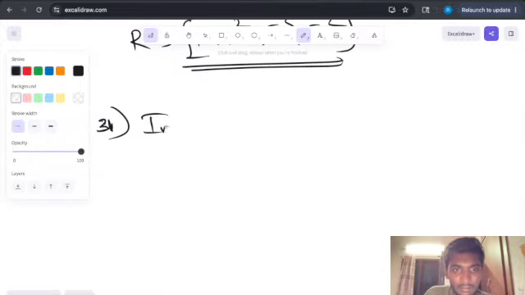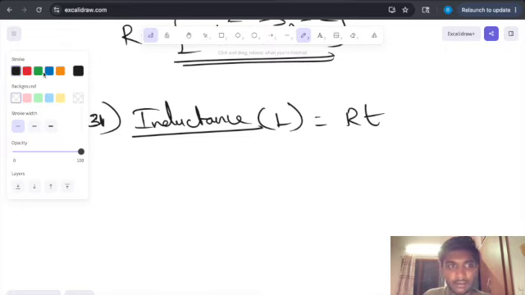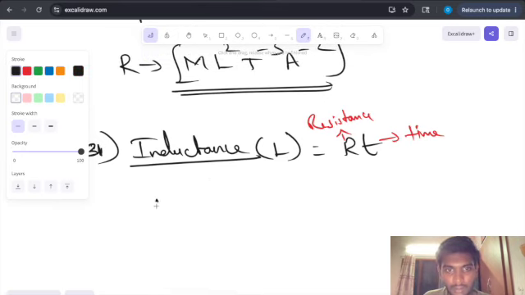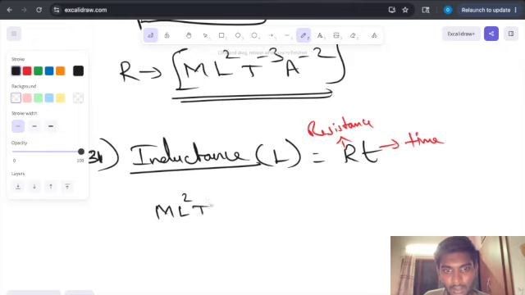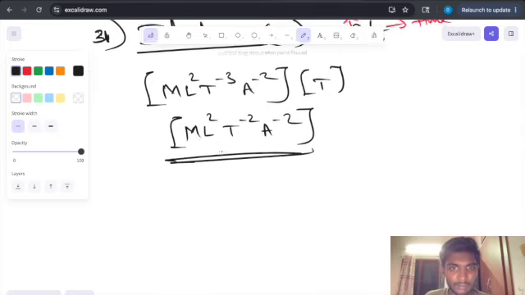Then you have inductance. This is something new to you. This is represented by L, which is equal to RT. So resistance into time. This is resistance, this is time. I know now the dimension of resistance. It is ML squared T power minus 3 A power minus 2, into time, which is T again. So I have ML squared T power minus 2 A power minus 2. So this is the dimension of inductance.